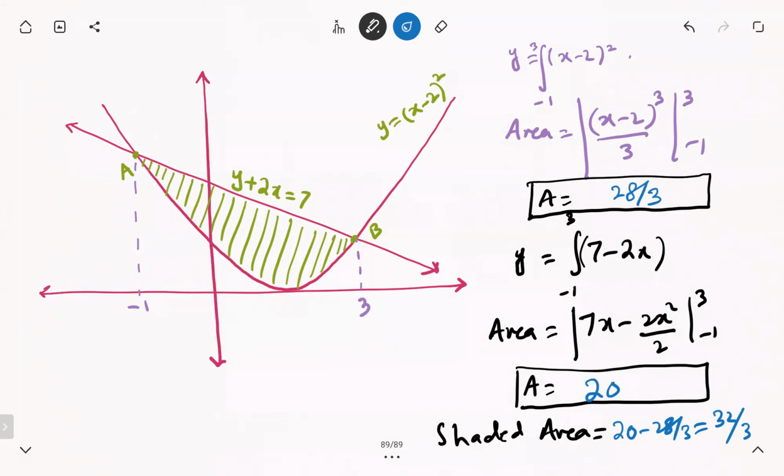Did you get a mistake? So you need to make your calculation right. Otherwise, if you see the concept is simple, you have to integrate both the curve and line, and you need to put the limits from -1 to 3, and at the end you have to subtract them. You will get that shaded area, right?